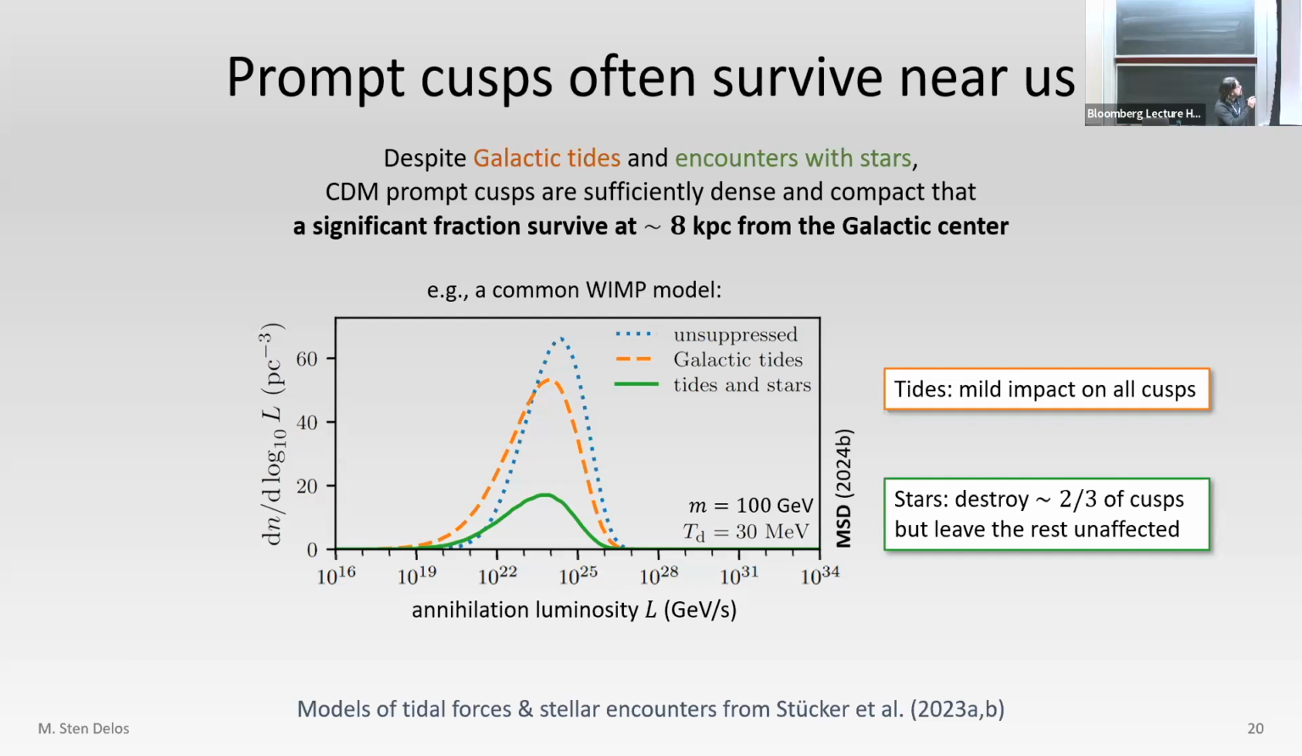So this dotted line is what you'd get if you don't account for any suppression of substructures. Now, if you account for the overall galactic tidal force, you would get this dashed line, so you get basically a small suppression of all cusps. And now if you account for encounters with individual stars, where these are like Earth mass cusps encountering stellar mass stars, then you essentially destroy around 2/3 of the cusps, but leave the remaining 1/3 of them essentially unaffected.